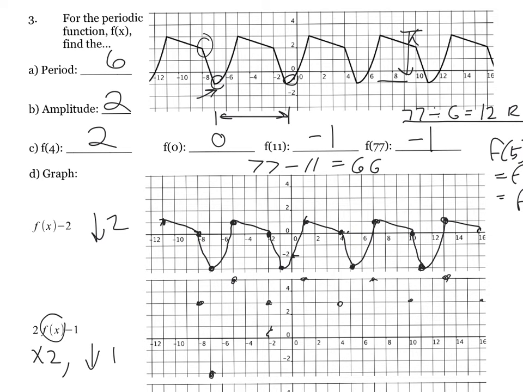Just like that. And this point that's at the bottom here, that point is the one that repeats every 6 units. So all I need to do is walk over 6 units at a time. And I've got the whole set. And I can hook those up.